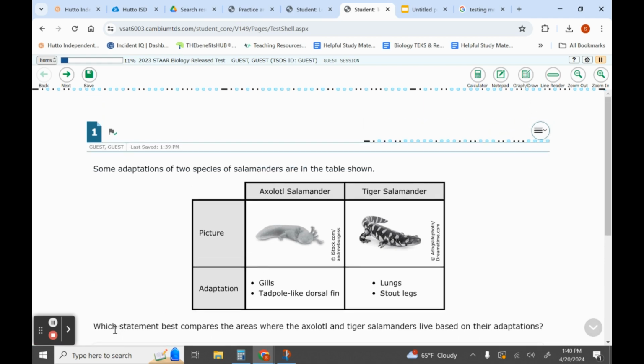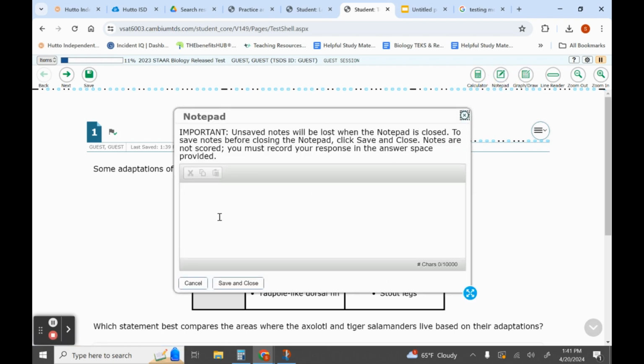And the question says, which statement best compares the areas where the axolotl and the tiger salamanders live based on their adaptations? One cool feature that you may not know you could use is the notepad feature. Now, in addition to the notepad feature, you also have scratch paper that will be provided to you on the day of the test. But the notepad feature is kind of cool if you have messy handwriting or if you don't feel like doing it, you can just put your notes here.